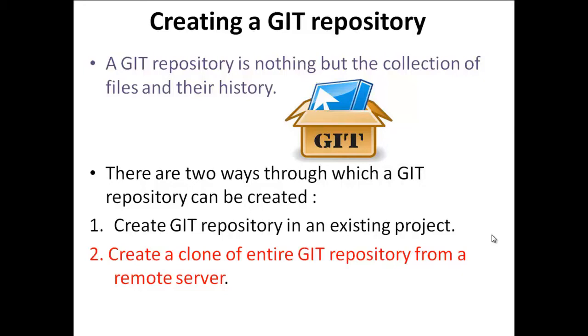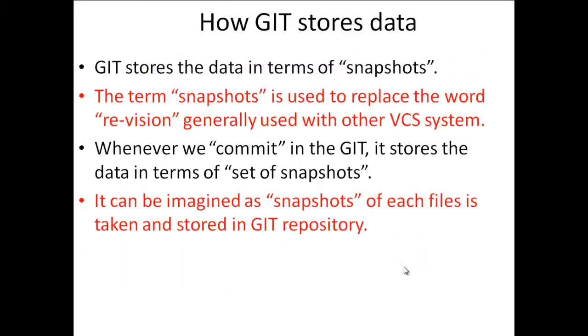I'll be just writing some text, and I'll show you how you can manage those text files using the Git repository. So before going any further, let's first understand how Git stores the data, right? Git stores the data in terms of snapshots. Now, what is this snapshot?